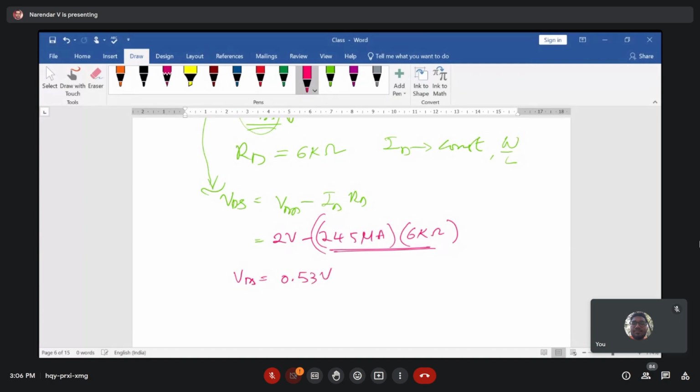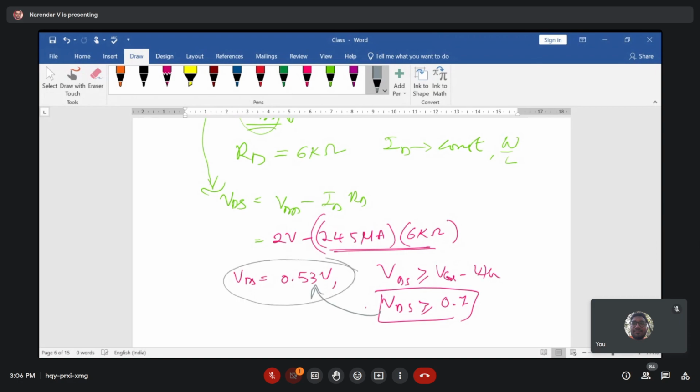What is the minimum VDS you require? The minimum VDS required should be 0.7, which is VGS minus VTH. VGS is 1.2 and VTH is 0.7. So VDS should be greater than or equal to 0.7. This is what you require. But the actual value you are getting here is 0.53. It means the transistor is no longer in saturation; it is going into the linear region of operation.